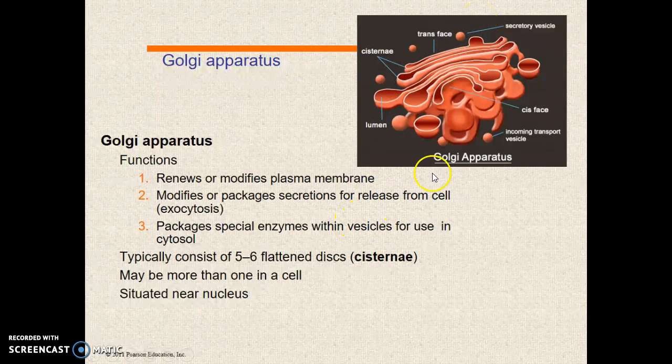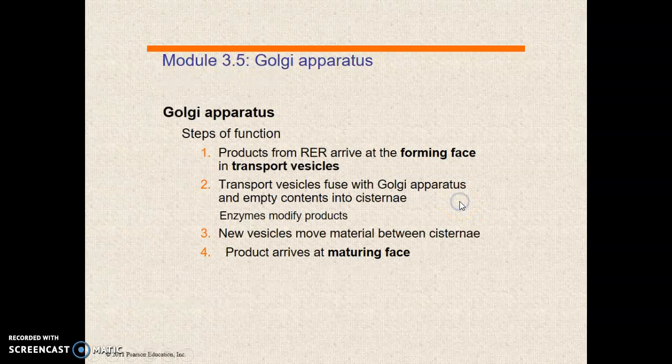Don't worry about the cis and trans phase. So products from the rough ER arrive in vesicles, they fuse, they enter, they're modified by the Golgi apparatus, and they leave, heading over to the plasma membrane for export.